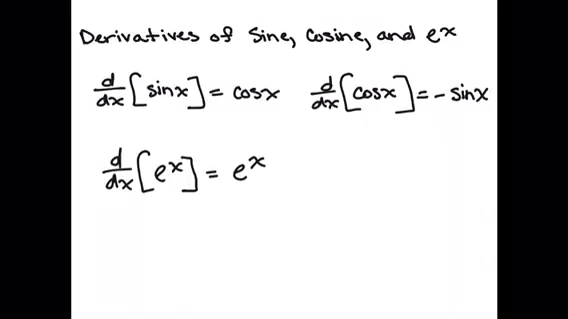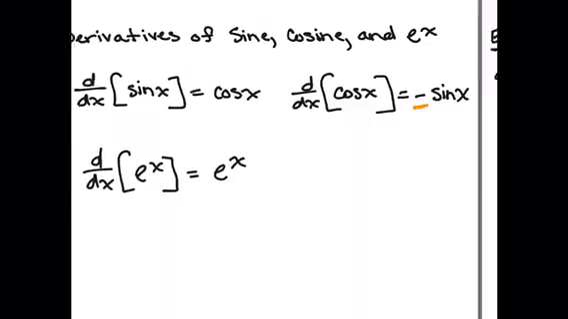There are some other basic derivatives, and you just have to memorize them. Derivative of sine x is cosine x. The derivative of cosine x is negative sine x. And the derivative of e to the x is just e to the x. That's a really easy one. So let's do some derivatives using these.